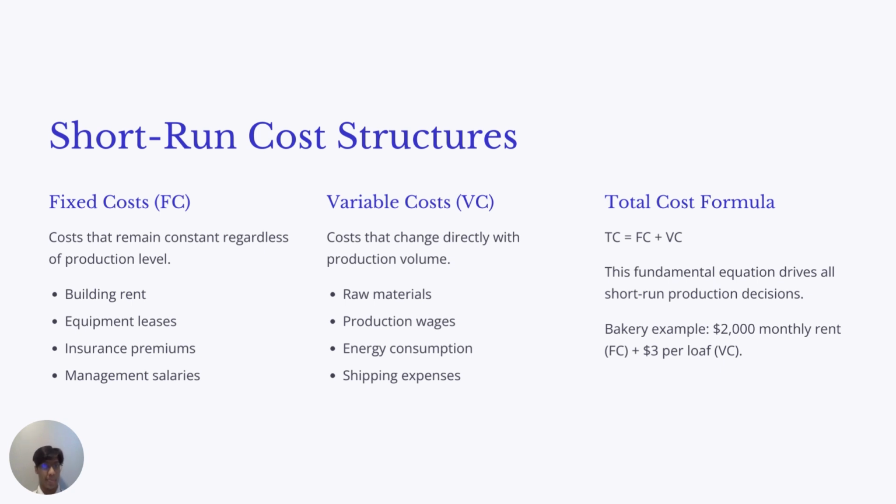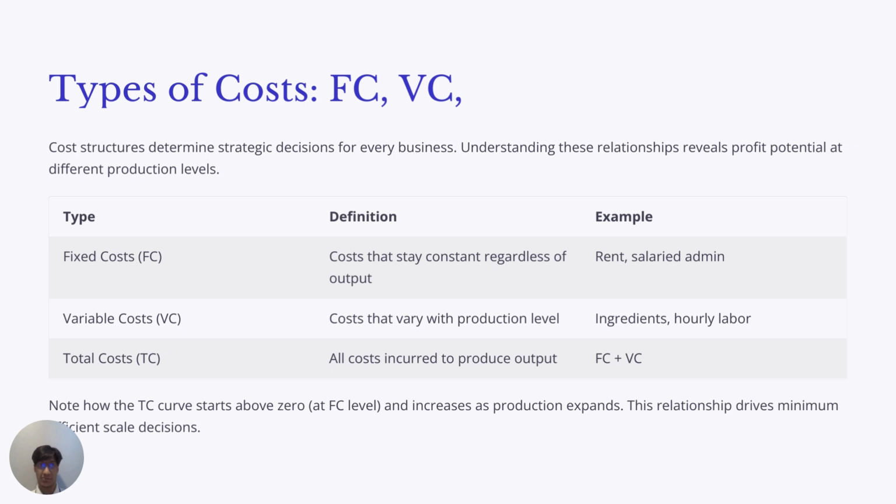In the short run, we deal with both fixed and variable cost. Fixed costs like rent or salaries do not change with output. Variable costs like raw material or electricity rise as output increases. The total cost is simply the sum of fixed and variable cost. TC equals FC plus VC. For example, a bakery pays 2000 in monthly rent, whether they produce 10 or 1000 loaves, but their flour and labor cost rise with each loaf baked. Understanding this breakdown helps managers control cost behavior as demand fluctuates.